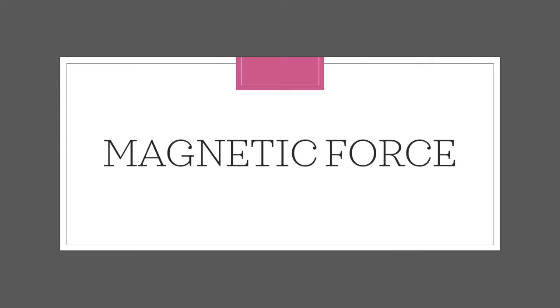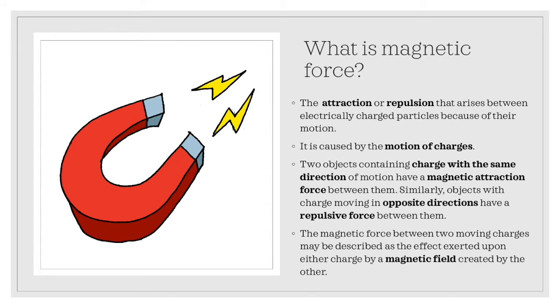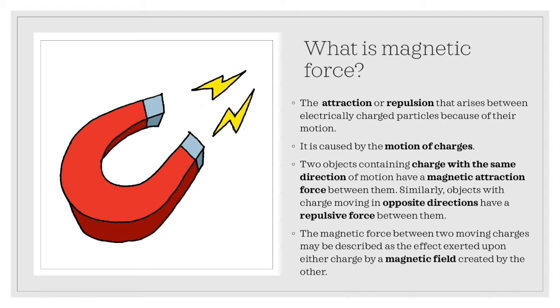Magnetic force. What is magnetic force? Magnetic force is the attraction or repulsion that arises between electrically charged particles because of their motion. Simply put, it is caused by the motion of charges. Two objects containing charge with the same direction of motion have a magnetic attraction force between them. Similarly, objects with charge moving in opposite directions have a repulsive force between them.